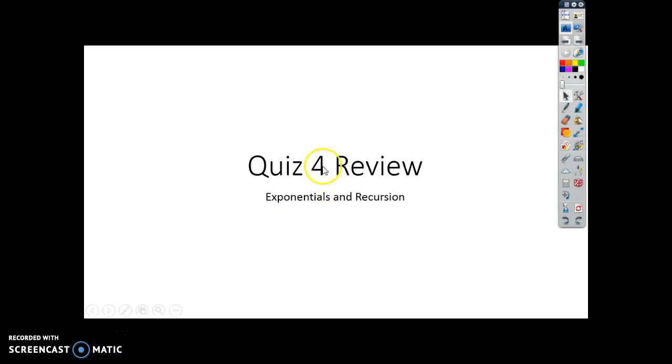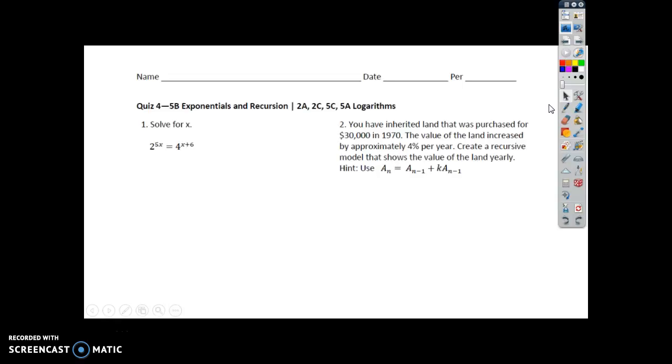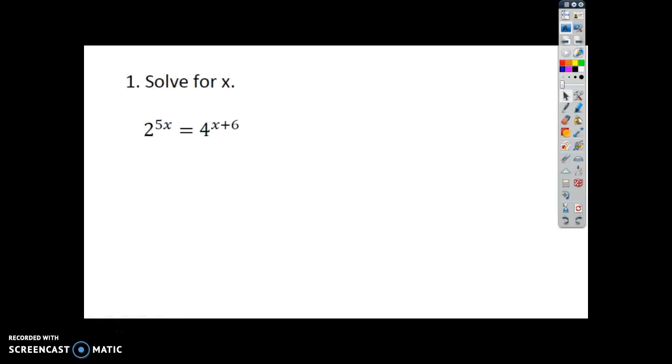All right, quiz 4 review. This quiz was over exponentials and recursion. This is what the quiz looked like, and let's get started. Number 1 says solve for x. We have 2 to the 5x is equal to 4 to the x plus 6.